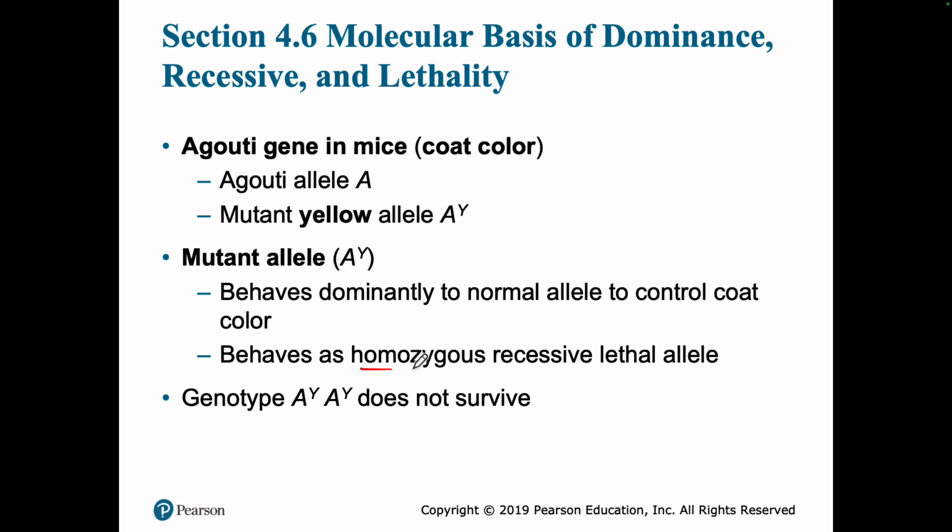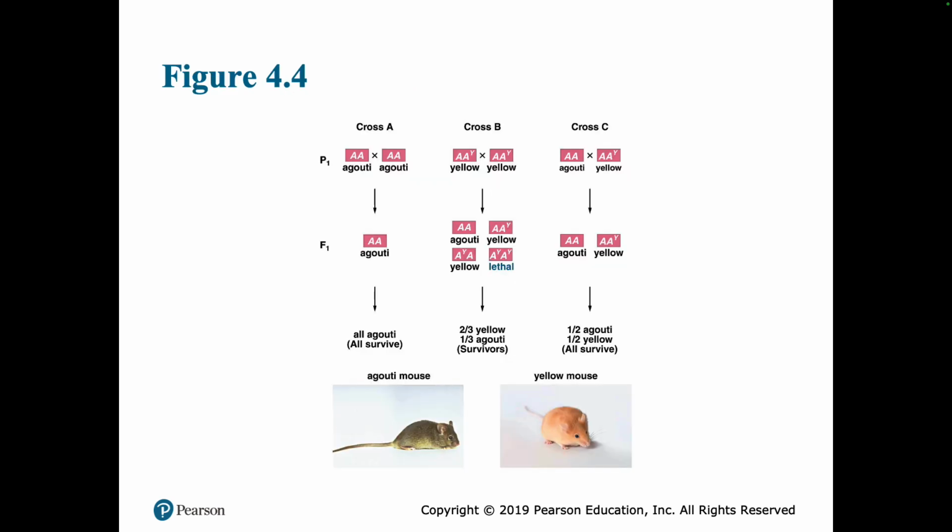However, we say it behaves as a homozygous recessive allele. And the reason we say that is because if you're a mouse and you're homozygous for this yellow allele, you die. And so what we're going to see on the next slide is more about how that works. So you have, see, it's brown. They call it agouti, but that's fine, it's brown.